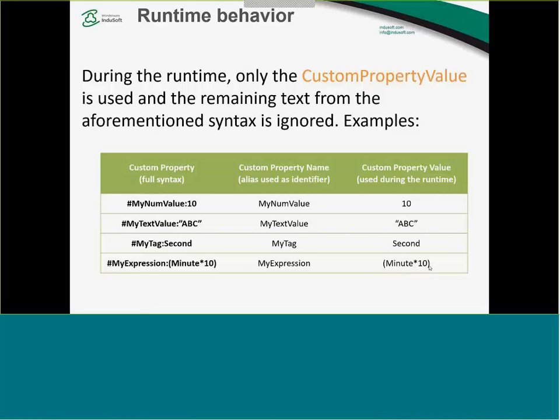So obviously, those are just examples. You can define your own names for the custom properties and assign your own values to the custom properties, but those are the 4 different types of values that you can assign. A numeric value, a string value between the double quotes, a tag name, or an expression between parentheses.